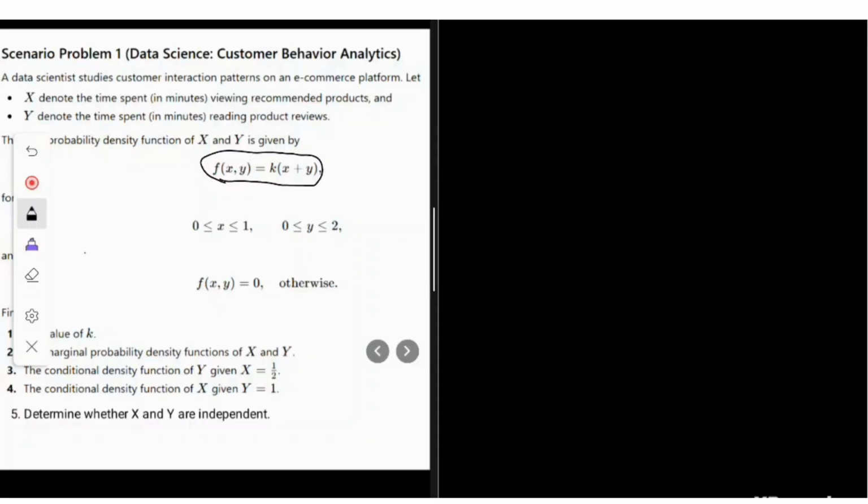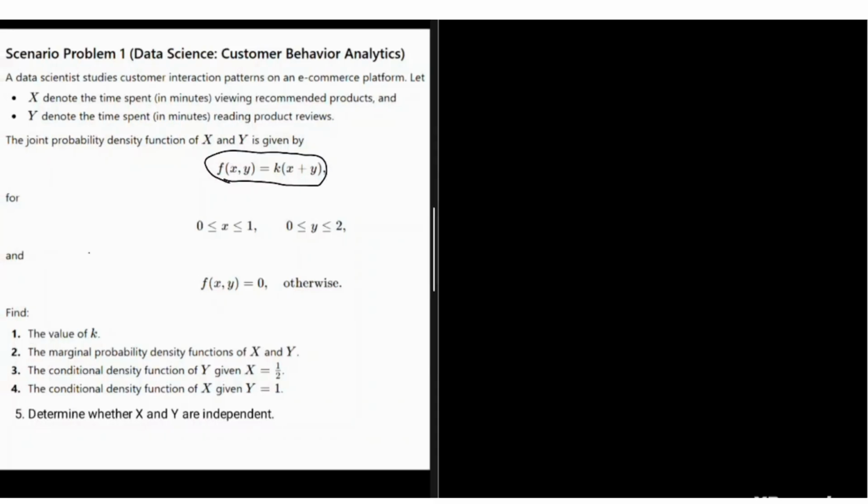So what you are asked to find is the value of k. Next you are asked to find the marginal probability density functions for x and y. Then you will find the conditional density function of y given x is equal to half. Likewise, you will find the conditional density function of x given y is equal to 1. Finally, you will check whether x and y are independent. So for this problem, we have 5 subdivisions to be found.